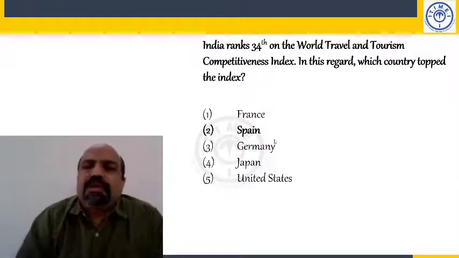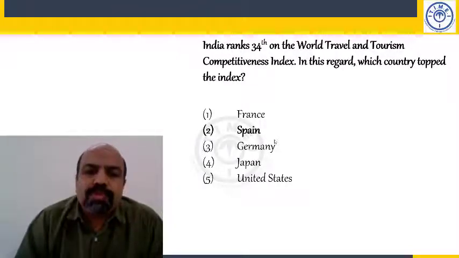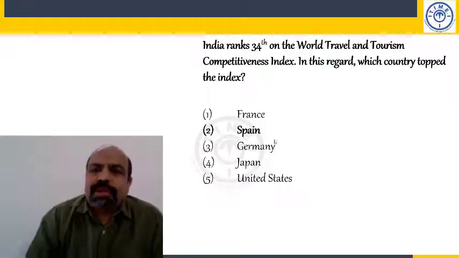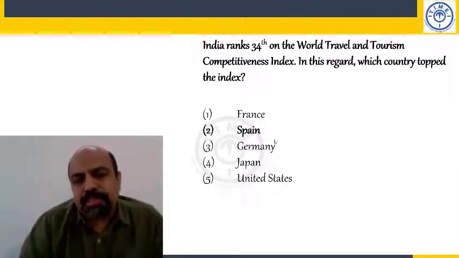India ranks 34th on the World Travel and Tourism Competitiveness Index. In this regard, which country topped the index? Spain. Number 1 was Spain. So write the top 3. You write the name of this index, World Travel and Tourism Competitiveness Index.